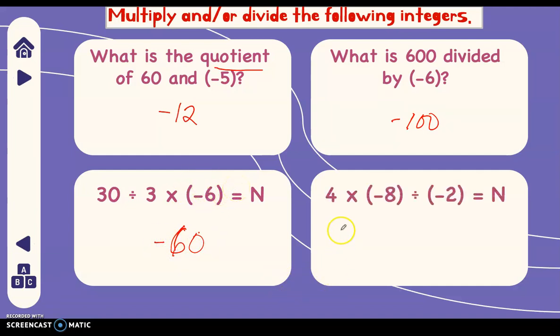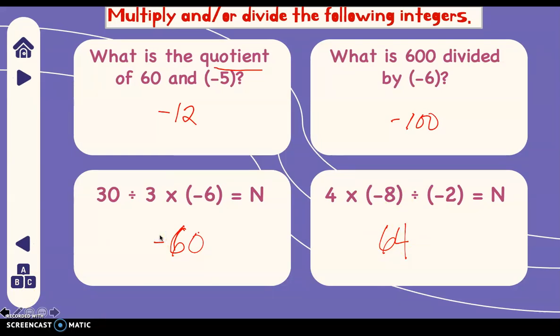Next, 4 times negative 8 divided by negative 2. So we multiply first. 4 times 8, it's 32. Then divide by 2, it's 16. And in terms of the sign, we have two negative integers, so it's even. Then the answer is positive.